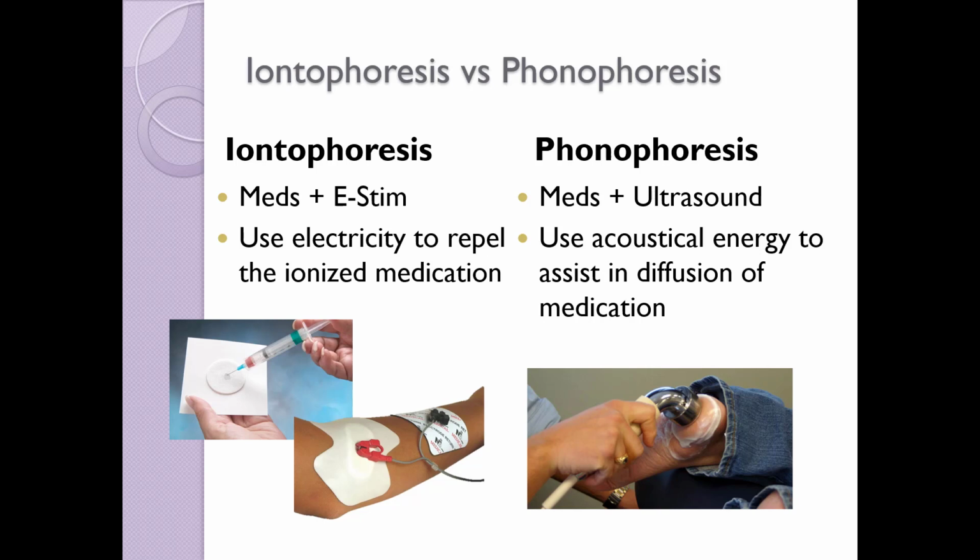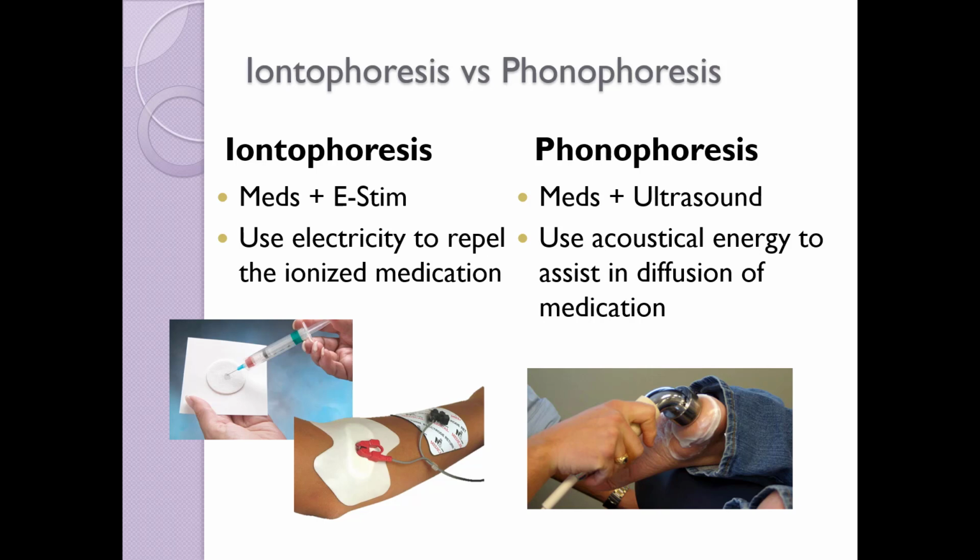Phonophoresis and iontophoresis are similar. Iontophoresis will be covered in the electrical modality module. Iontophoresis uses an electrical current to repel an ionized medication during treatment. Phonophoresis uses ultrasound to move medication across the skin barrier to target tissues. As far as a comparison, both methods utilize medication in their application. However, the mode of delivery is very different.